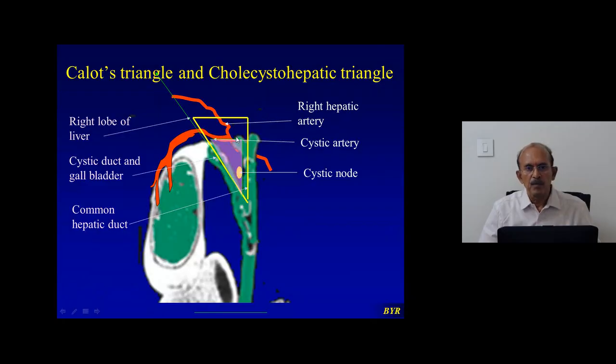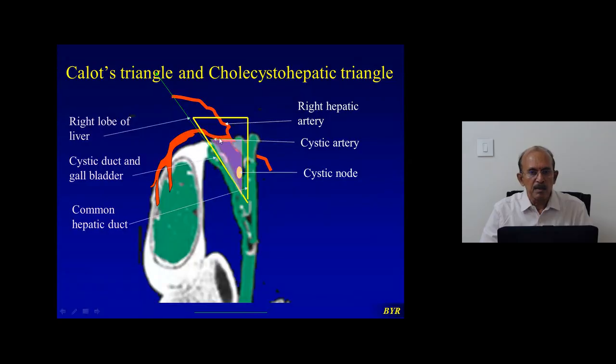But later, many of the surgical textbooks started describing Calot's triangle as having the inferior surface of the liver as the superior border of the triangle. Why? In surgery, if you take this triangle, then it will be very practicable to search for the structures in Calot's triangle.